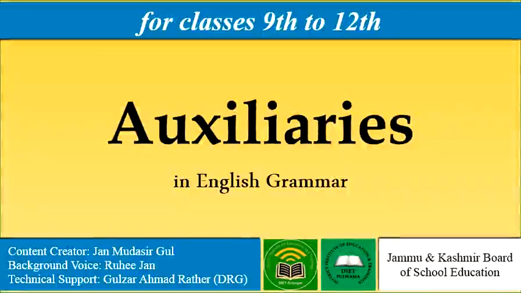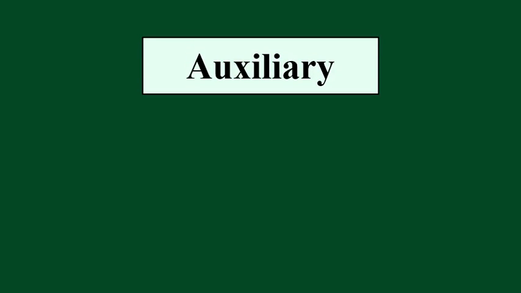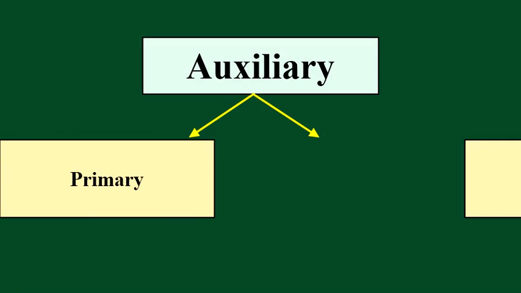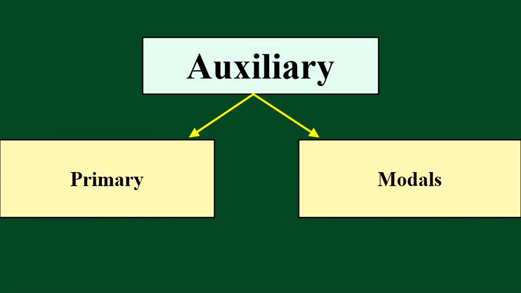Dear students, today we are going to learn a topic in English grammar: auxiliaries. Auxiliaries are broadly divided into two categories, primary auxiliary and modal auxiliary.